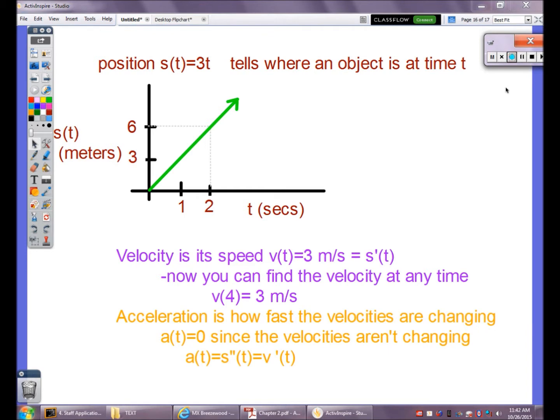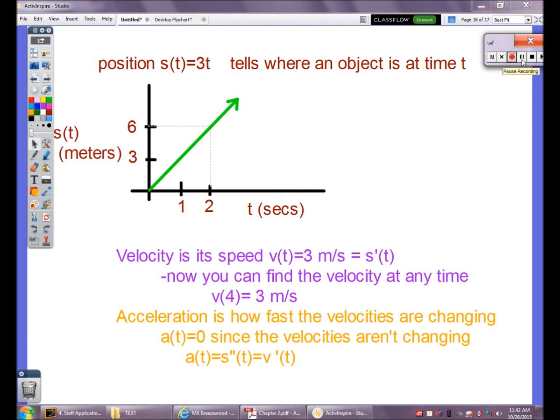If I take the derivative of velocity, I'll get acceleration. Acceleration is the derivative of velocity, and velocity is the derivative of position. So the acceleration is going to tell me how fast my velocity is changing. How fast is my rate of change changing? For this one, the derivative of velocity, the derivative of 3, equals 0. My velocities aren't changing. The velocities are constant. So a for acceleration, a of t, is the same thing as s double prime, the second derivative. Acceleration is the second derivative. Velocity is the first derivative.